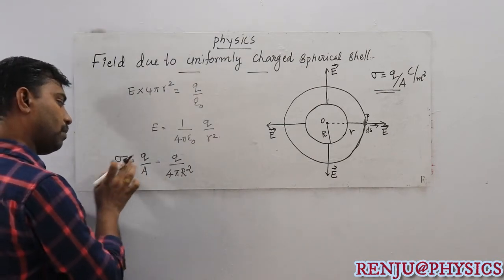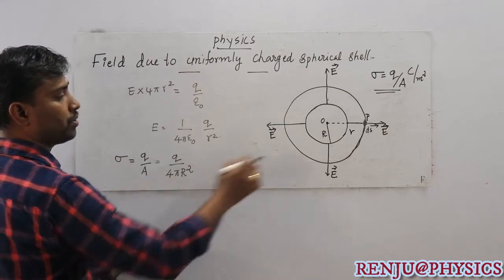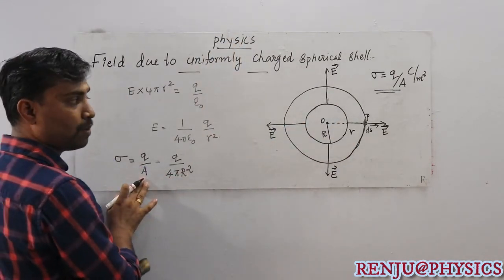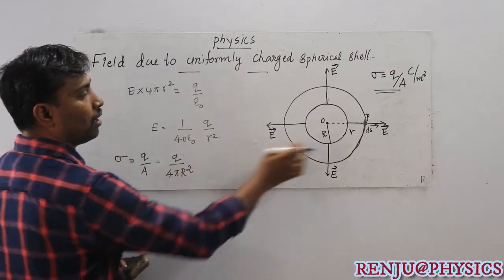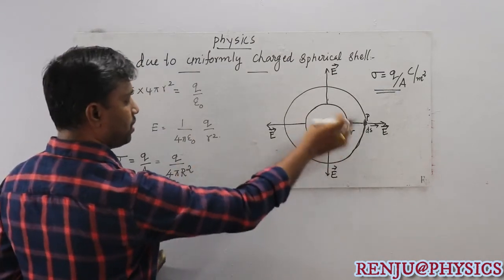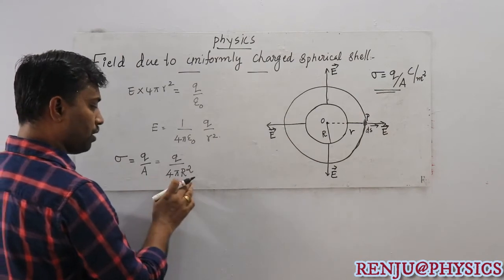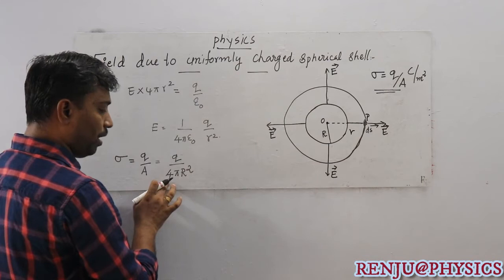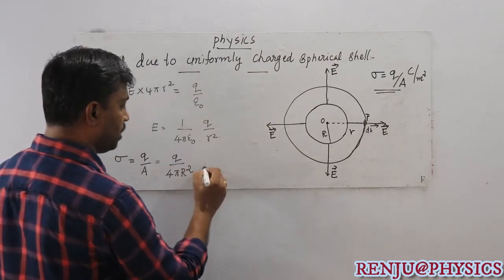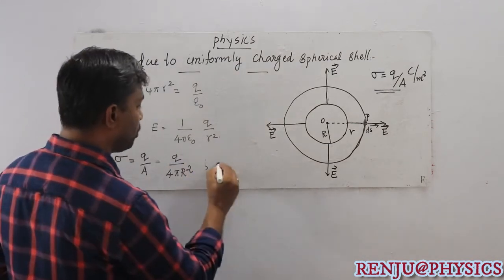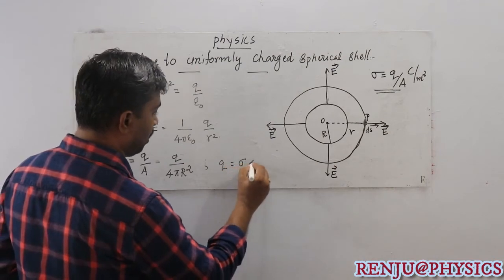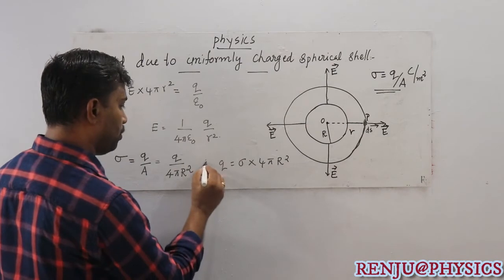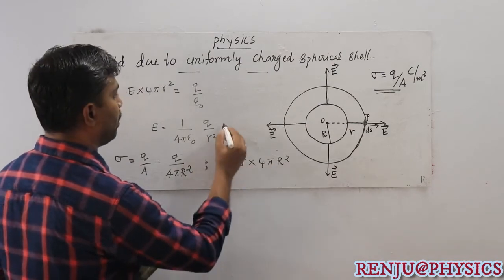Surface charge density is given by charge by area. Q is the charge enclosed by the spherical shell and A is the area of the spherical shell, where R is the radius of the spherical shell. Then we can write A is equal to 4 pi r squared, so sigma is equal to Q by 4 pi r squared. From this we can write Q is equal to sigma into 4 pi r squared.